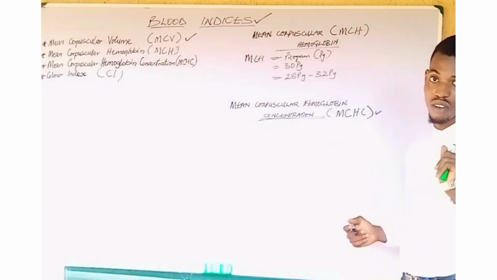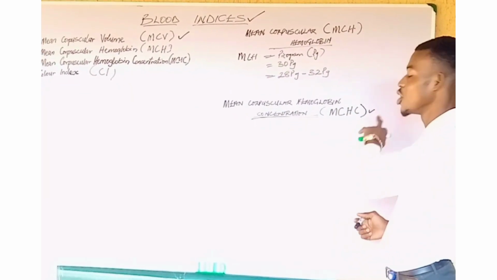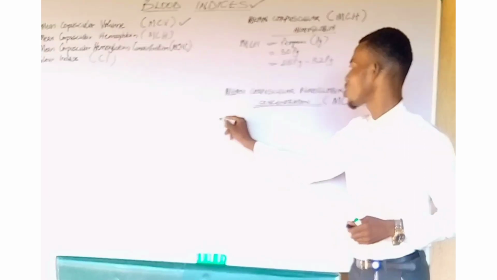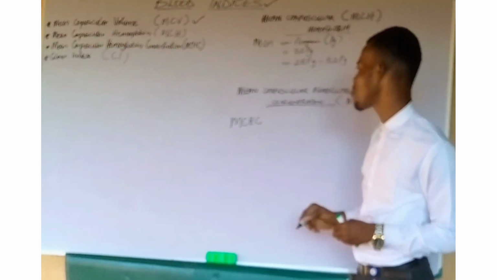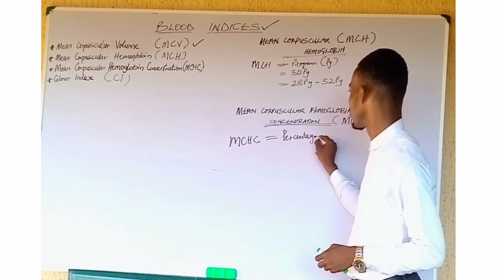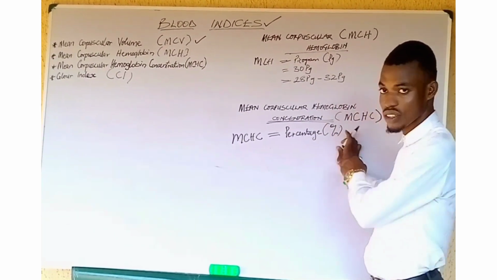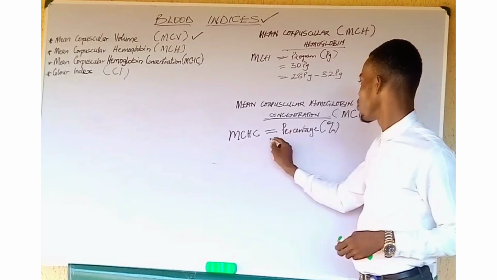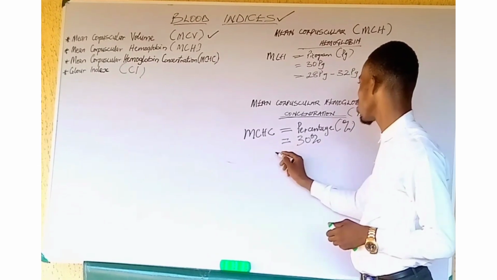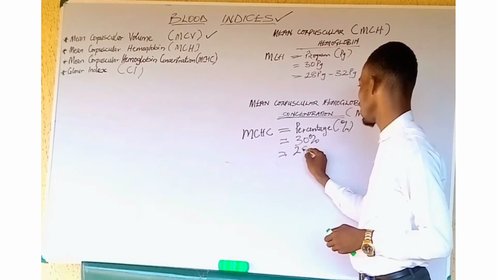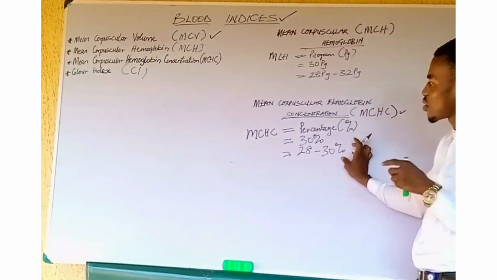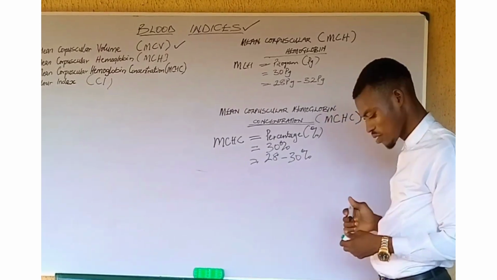Now, the mean corpuscular hemoglobin concentration talks about the concentration of hemoglobin in a single red blood cell. That is, it works in relationship with the volume of hemoglobin in a particular amount of red blood cells. Now, MCHC is measured in percentage, with a normal value of 30%. The normal range is between 28 to 30%. These are your normal values for mean corpuscular hemoglobin concentration.